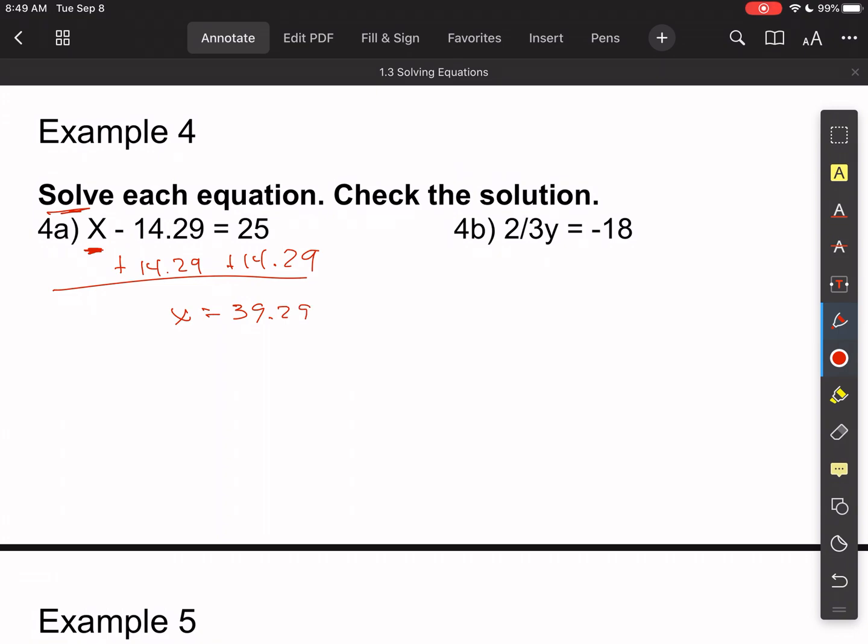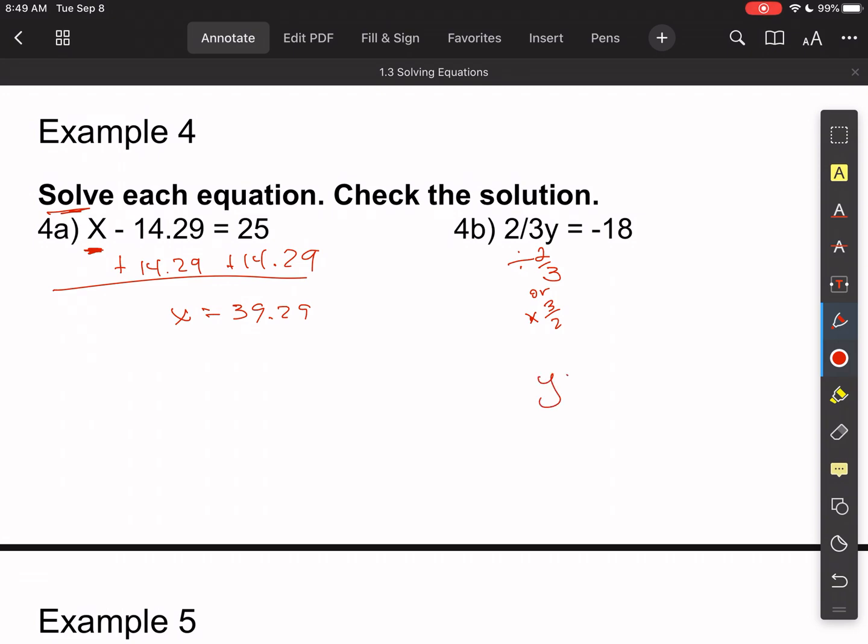All right, here, same deal. I'm trying to solve for y. Right now it's being multiplied by 2/3, so I need to divide both sides by 2/3, which is the same thing as multiplying by the reciprocal. So just a rule about that. Remember, if you divide by a fraction, you flip it and multiply. So it's the same thing. So I'm going to multiply by 3/2, right? So I'm going to do that.